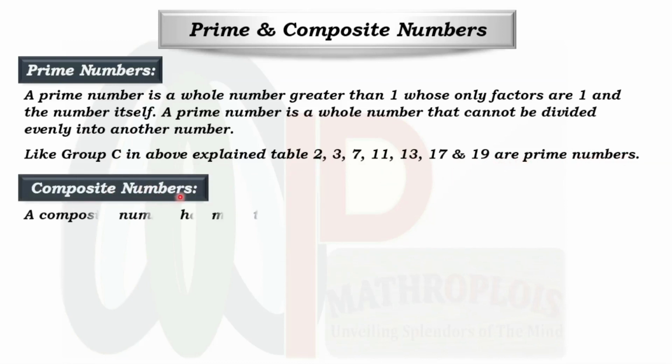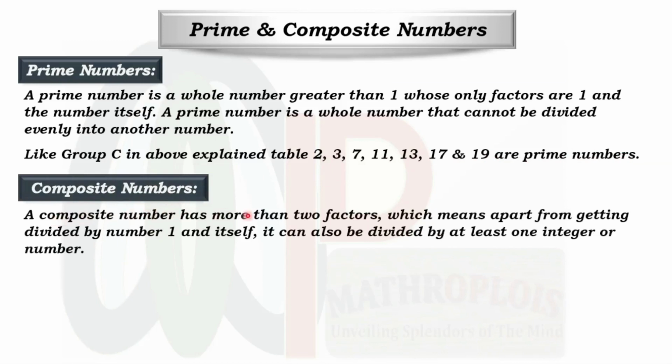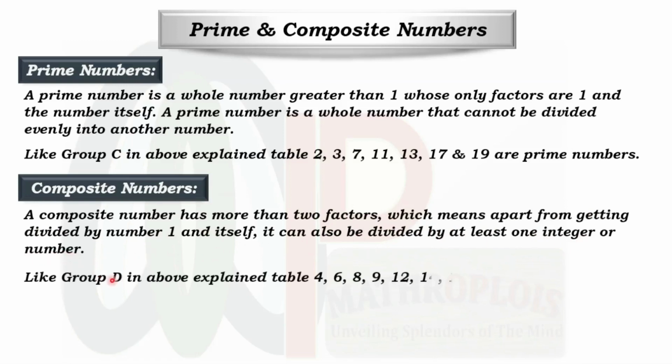How can composite numbers be defined? A composite number has more than 2 factors, which means apart from being divided by 1 and itself, it can also be divided by at least one other integer or number. Like group D in the above explained table: 4, 6, 8, 9, 12, 14, 15, 16, 18, and 20 are composite numbers.